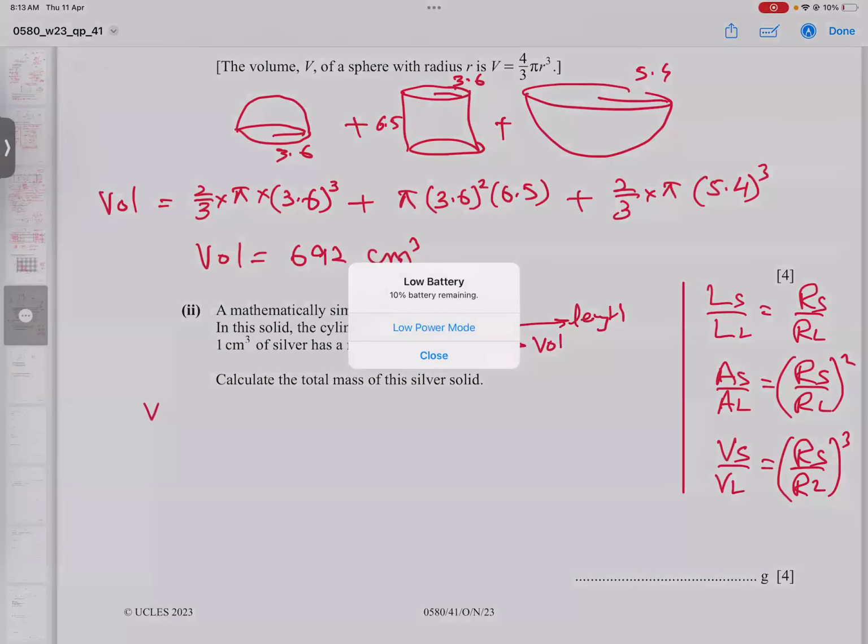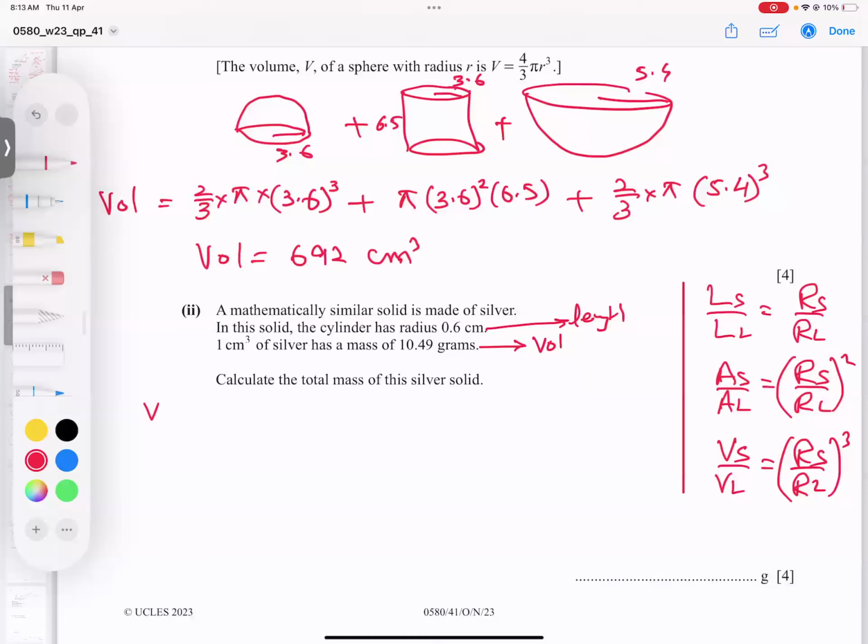Volume of... because I'm looking for what? I'm looking for the smaller one. Okay, make sure, the smaller one. The volume of small by volume of large equals radius of small by radius of the large, and put a cube here. I think you got my point. Volume of small is unknown. Volume of large we have.